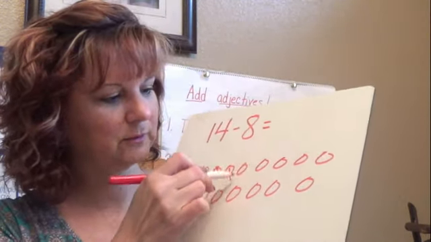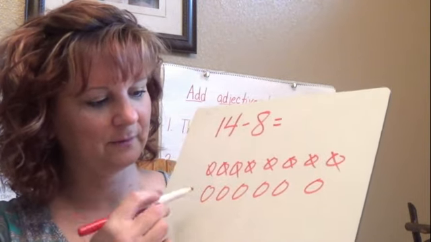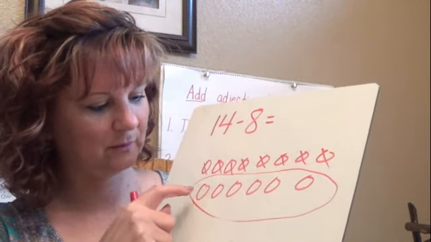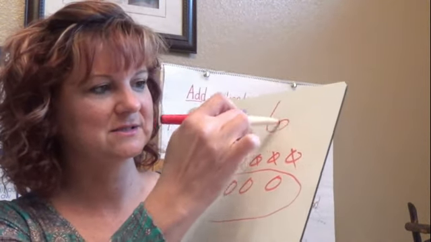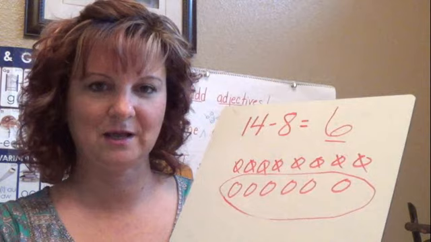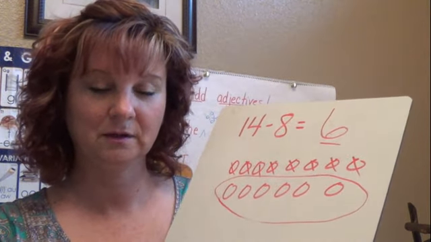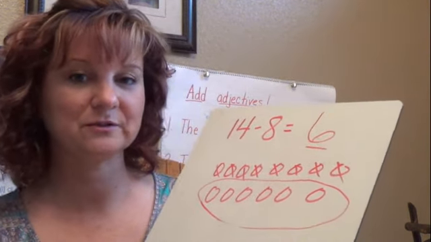So 1, 2, 3, 4, 5, 6, 7, 8 of them. And how many do I have left? Let's count. 1, 2, 3, 4, 5, 6 left. So Miss Zerble has 6 left, because that was the question, how many are left? Okay? But I always tell you, let's try to do a different strategy too.